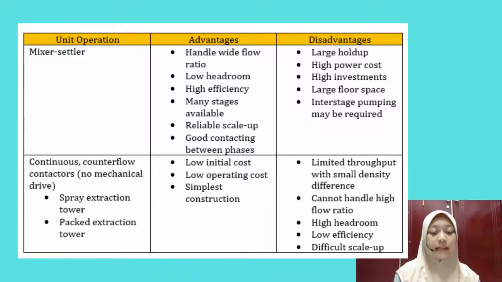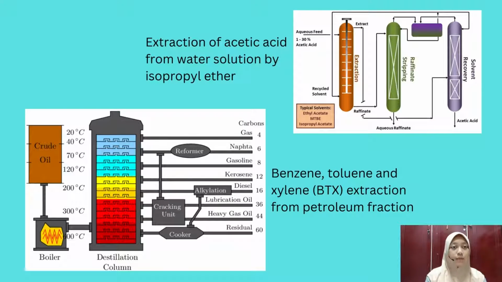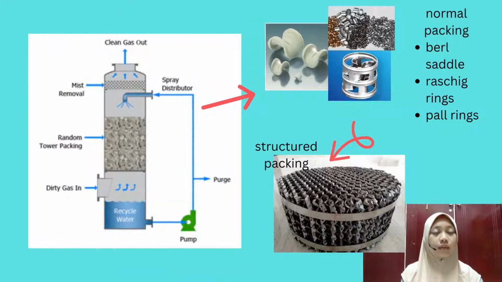And these are the advantages and disadvantages of each equipment listed before in the LLE process, which are the mixer settler, spray extraction tower and packed extraction tower. The LLE process is often used in the extraction of acetic acid from water solution by isopropyl ether, and in the refinery industry, LLE is used to separate benzene, toluene and xylene from petroleum fractions.